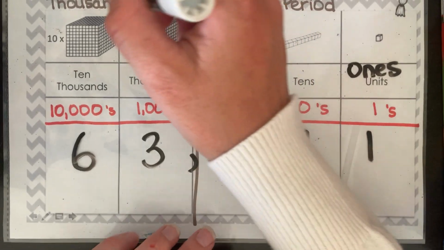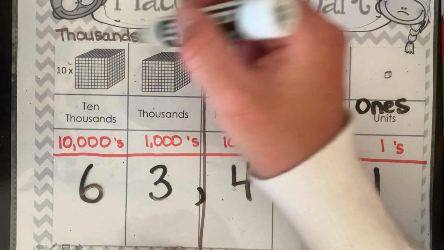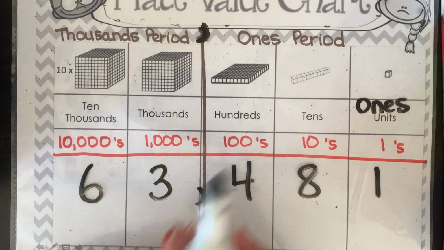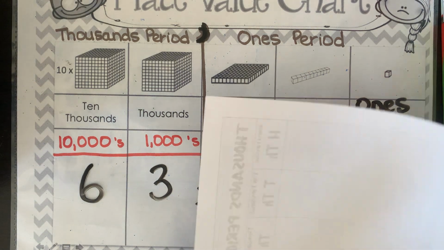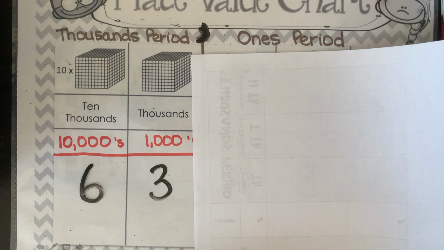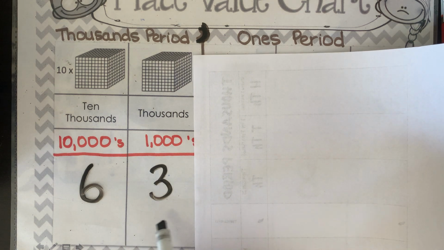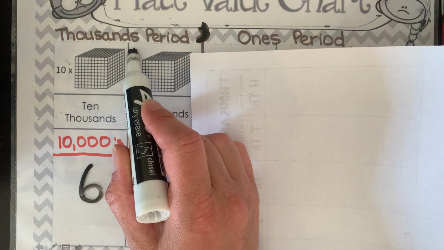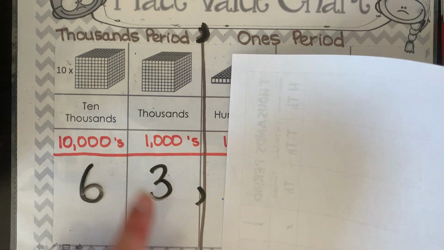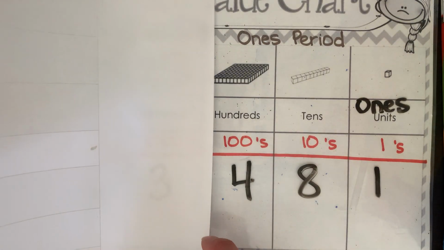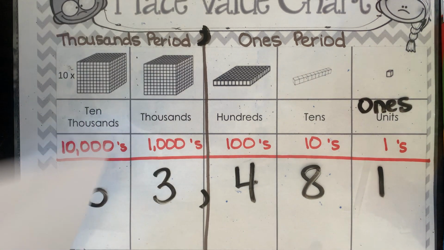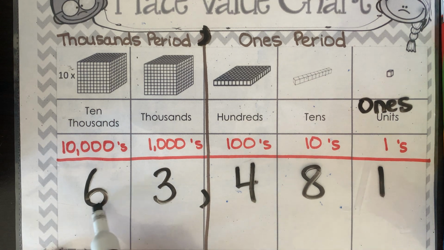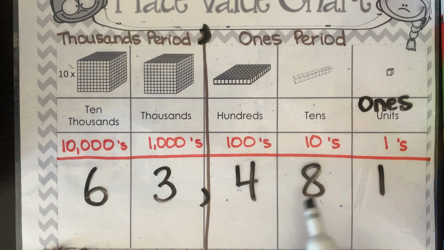Right now, I have 2 digits that fall in my thousands period. If I isolate them and look at just those 2 numbers, I see the number 63. So I'm going to read this as 63,000 since it's in my thousands period. Then I'm going to look at what's in my ones period, and the number I see is 481. So if I put that together, my number is 63,481. So this is my standard form.